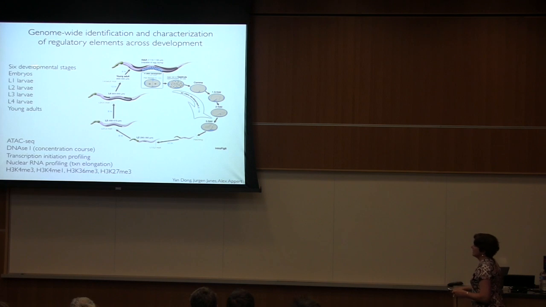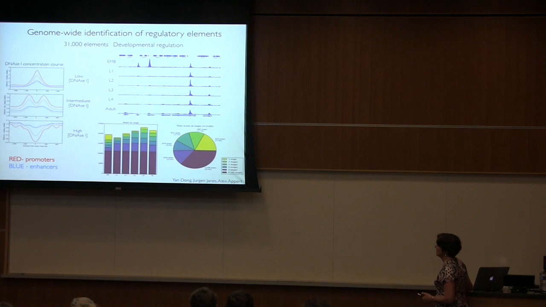So we've done ATAC-seq across the six developmental stages in the worm. This is a more sensitive method than DNase-1 hypersensitivity mapping, but we've also done DNase-1 mapping. I'll show you a little bit of data from that at different concentrations, because that uncovers different information. We're mapping transcription initiation at the different stages so we can map promoters, looking at nuclear RNA profiling so we can look at where transcription is elongating in the nucleus, and mapping a set of histone modifications. And so we have most of these data now.